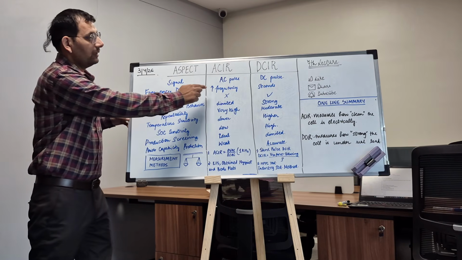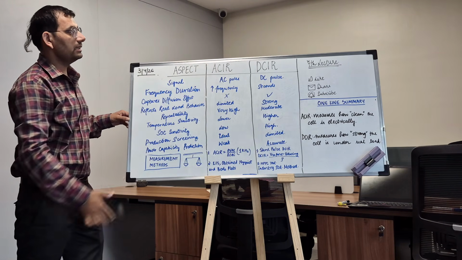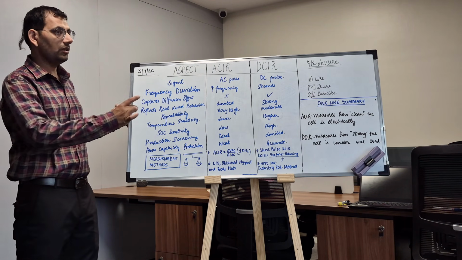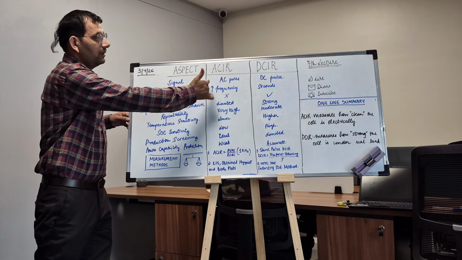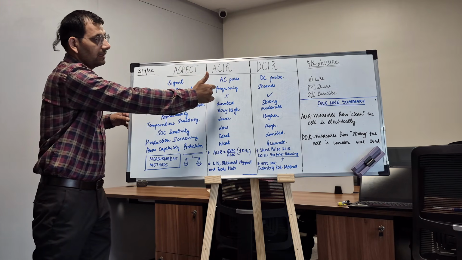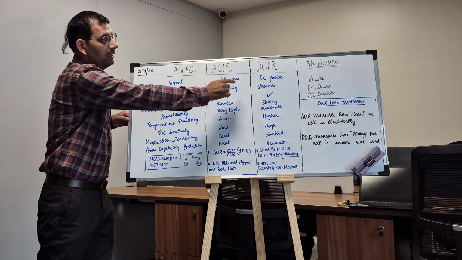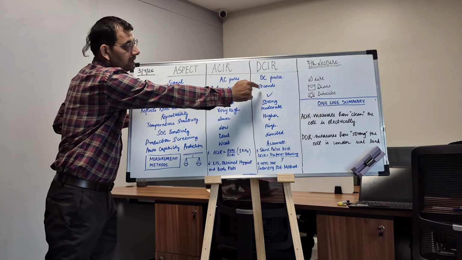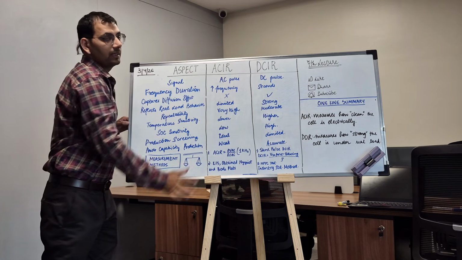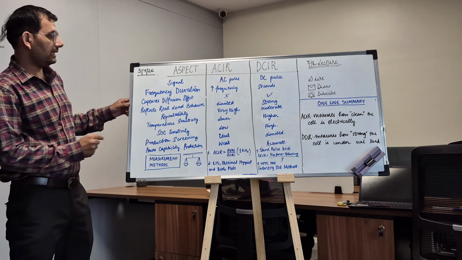Next is frequency and duration. As I am using a small AC sinusoidal current signal for the measurement of ACIR, frequency is there. I am using a frequency-based signal. But in the case of DCIR, I use a 10-second DC pulse for the measurement of DCIR.